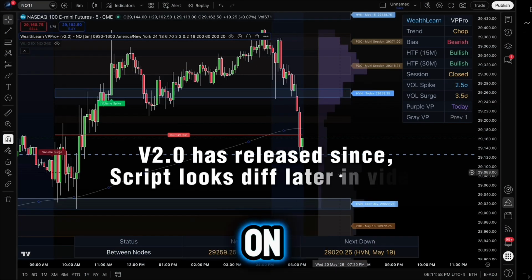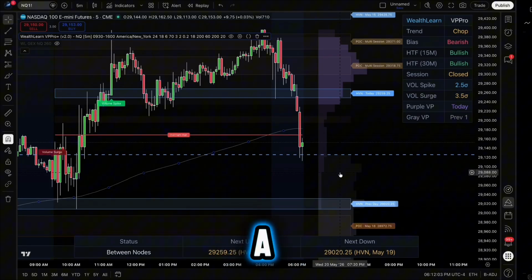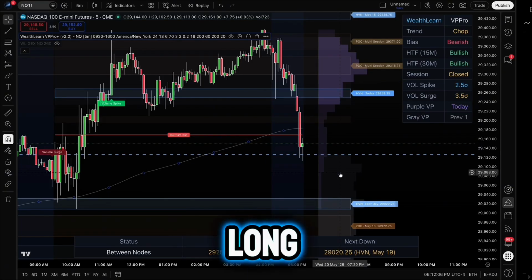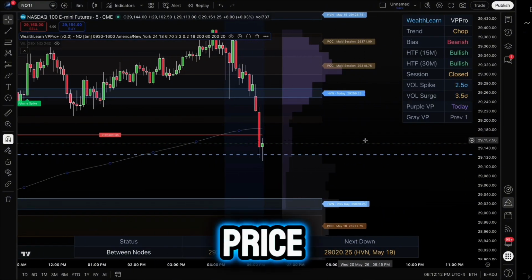Now that VP Pro is loaded on the chart, I want to take a moment to transition into the actual purpose of this indicator, as it is once again not a buy and sell engine. It's not telling me to go long or short blindly at every level, but rather it's showing me levels where I could expect price to react from.